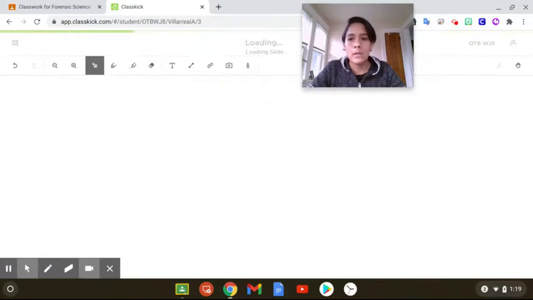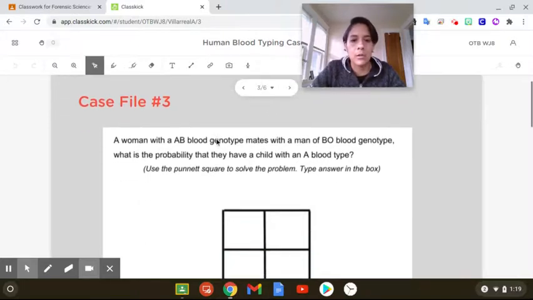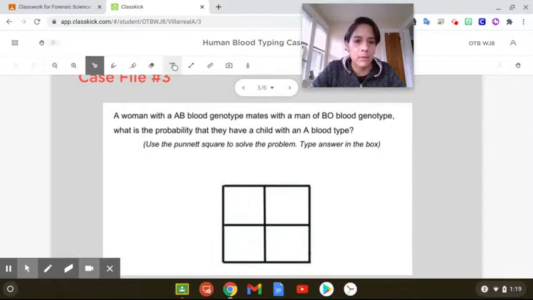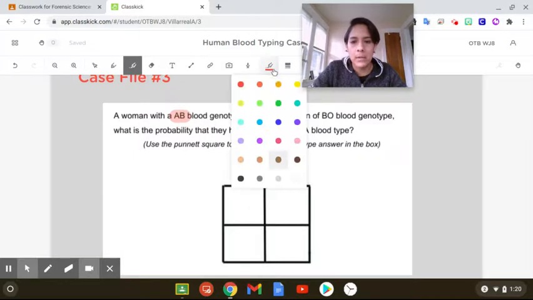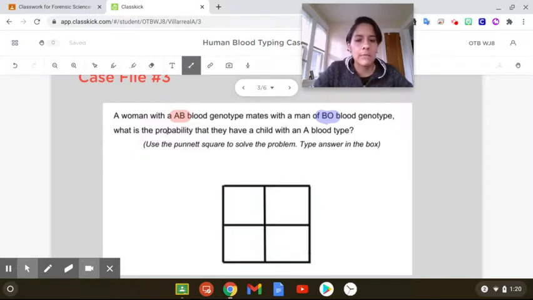So moving on now to case file 3, I will go ahead and set this up and work you through what some of this means. But I'm not going to give you the answer. You're going to have to do the thinking about that for yourself. So let's go ahead and get started. A woman with AB blood type, all right, so she has an A and a B gene, mates with a man with a BO blood genotype. So he has a B and an O gene. What is the probability that they have a child with A blood type?